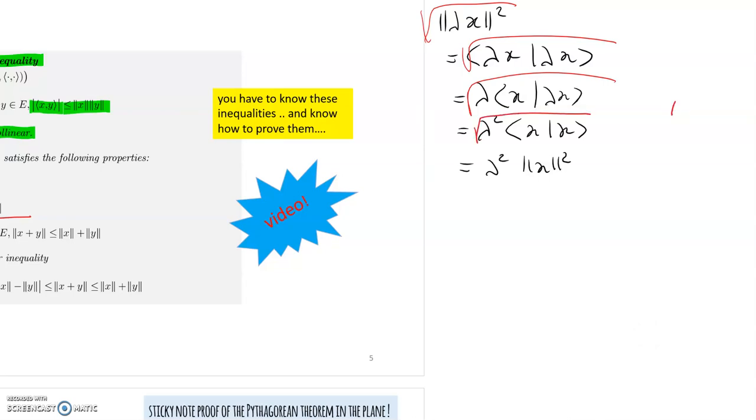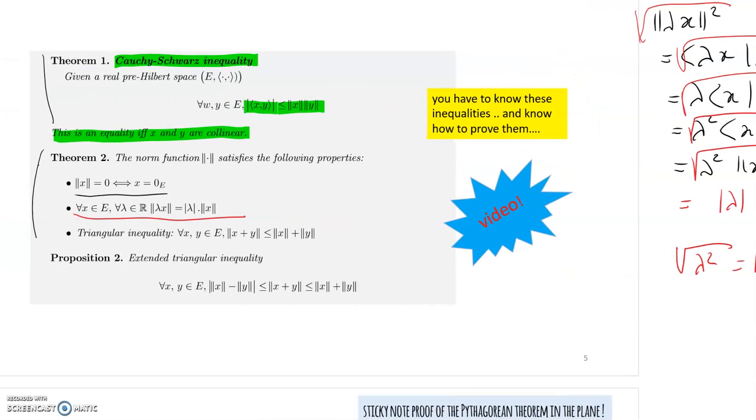So the square root will be equal to, of course, the norm of x without the square, because it's always positive, but here don't forget we have the absolute value of lambda. The square root of lambda square is the absolute value of lambda. That's something you have to remember. I didn't have to put that for the norm of x because obviously the norm of x is already positive. All right, so that's an important one.